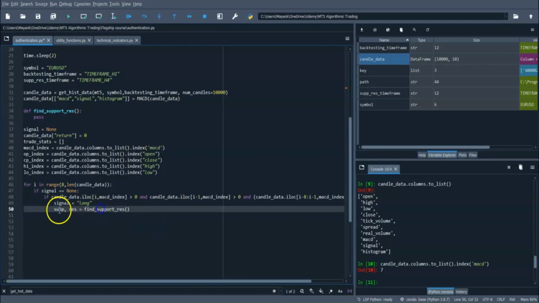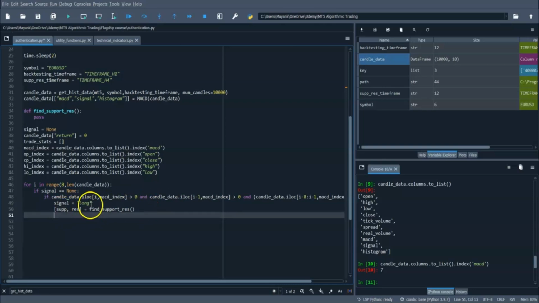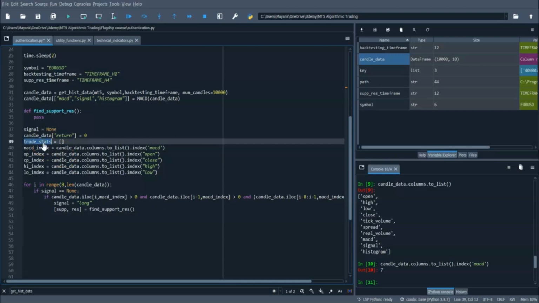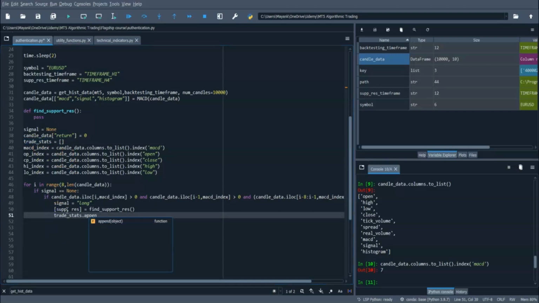When I create this function, I will return support and resistance as a list. So let me have this like this here. We can return these values as a tuple as well, but I like to store things in a list, so I'll do that. But this is for later. Right now, let us continue. Now, as soon as we get a long signal, that means we will enter a trade. When we enter a trade, we will have to update this trade_stats variable. So trade_stats.append.